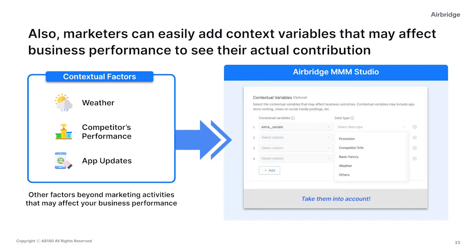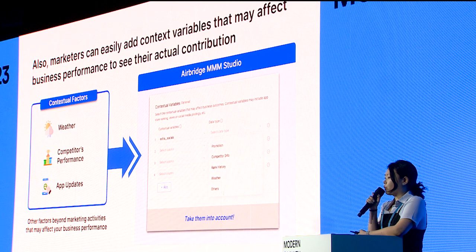Also, beyond its simplicity in model creation, model configuration empowers marketers to test various marketing hypotheses. So as marketers, you probably have one or two hypotheses on how external variables like weather, competitors' performance, or even your own app's update affect your business performance. With model configuration, marketers just need to identify these external factors as context variables. This will allow the MMM model to measure their impacts alongside various marketing activities as you wish.